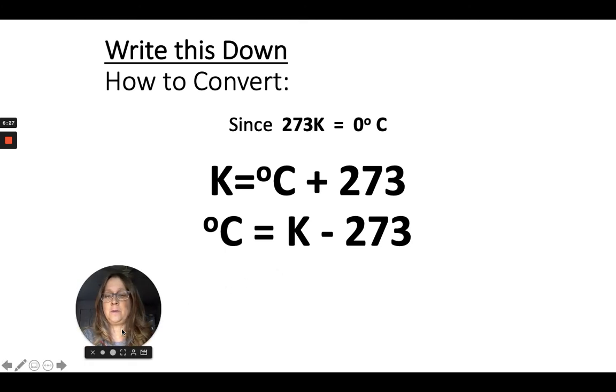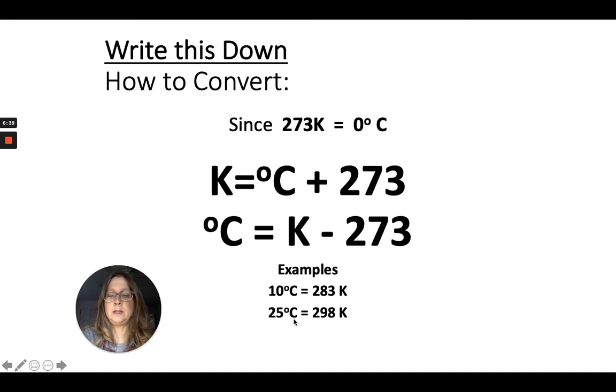Here are a couple of examples. 10 degrees Celsius, you'll stick it right in here, plus 273 is 283 Kelvin. Here's another one. 25 degrees Celsius, you can stick it in here, plus 273 is 298 Kelvin. Conversely, if we take 298 Kelvin and subtract 273 from it, we will get 25.